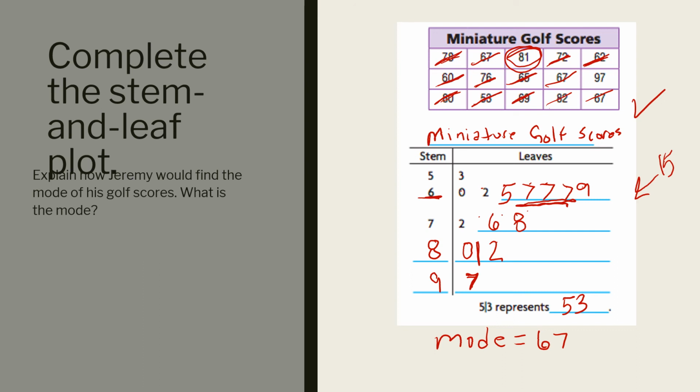Now finally, how would Jeremy find the mode of his golf scores? He would just find the number that happens most often, which is my mode, 67. Okay?